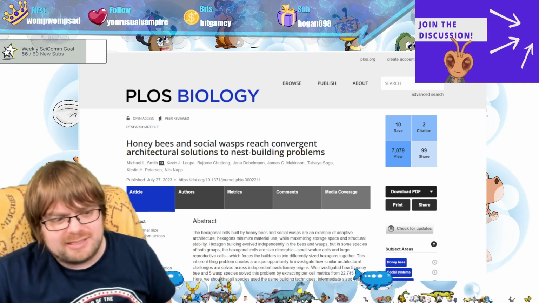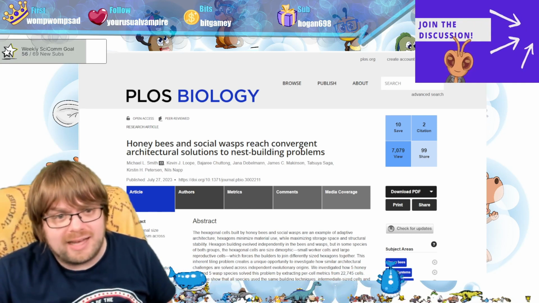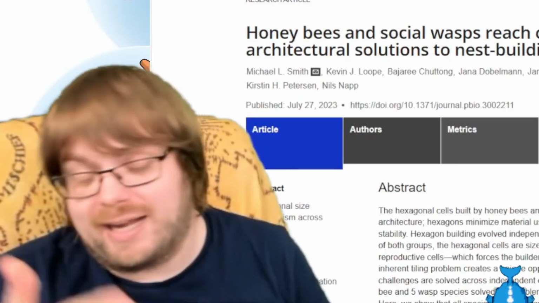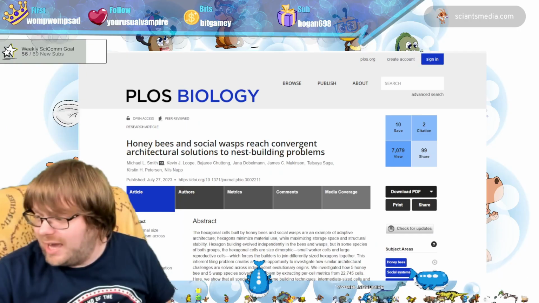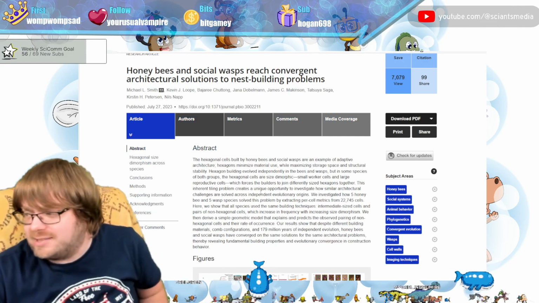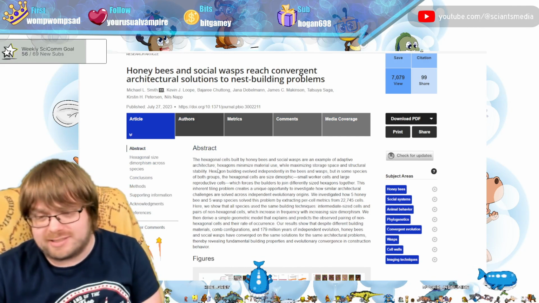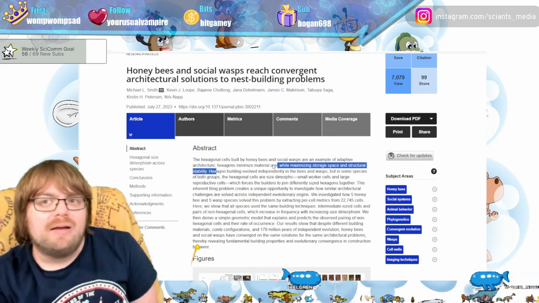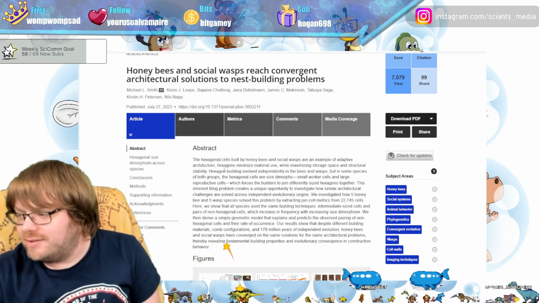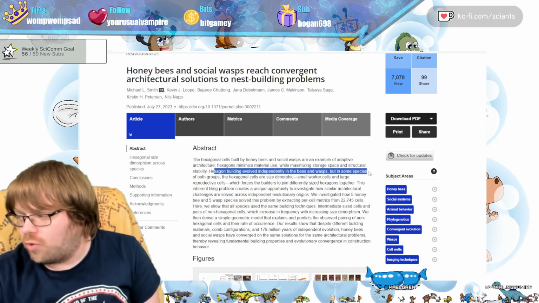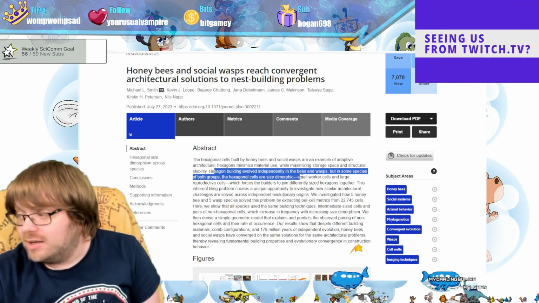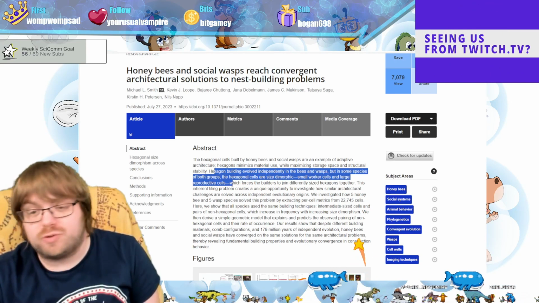So the idea is that these two animals make nests and they independently came to the exact same solution on nest building. I guess not even by coincidence, they just did. And again, they talked about in the abstract that these hexagonal shapes built by honeybees and social wasps are an example of adaptive architecture. Hexagons minimize material use, and the importance of this hexagonal shape is that it's repetitive in nature, right? This hexagon building evolved independently in bees and wasps, but in some species of both groups, the hexagonal shapes are dimorphic: small worker cells and large reproductive cells.